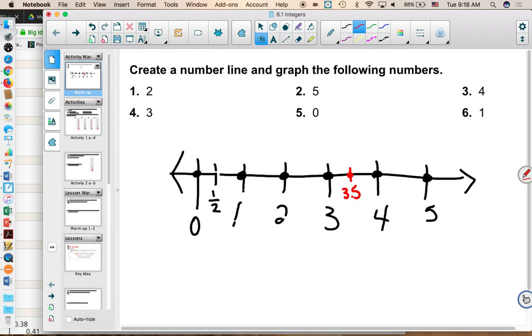All right? But notice, the circle is what tells me that is graphed. This 1/2 is not graphed. It's just happened to be showing there. But it's not been graphed. Okay? And that's something I think that is important because that's a problem that we tend to have.